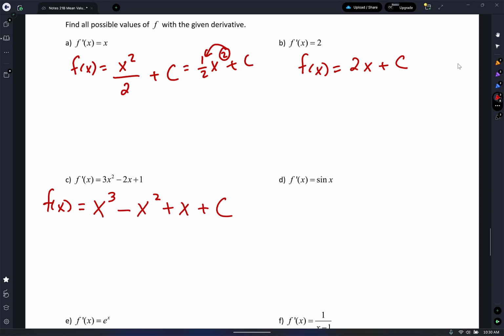And to test yourself if you got it right, take a derivative. The derivative of x cubed is 3x squared. The derivative of x squared is 2x. The derivative of x is 1. And the derivative of a constant is 0. Yep, I get that expression. Do you see how we're doing it?